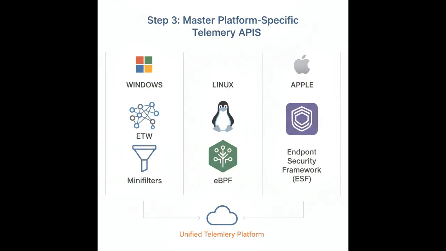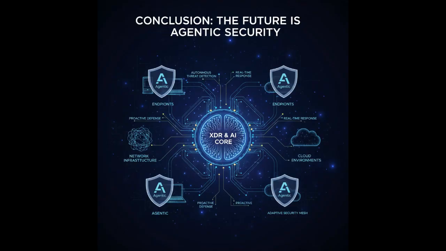And finally, on macOS, Apple has deprecated traditional kernel extensions. The modern approach is the Endpoint Security Framework, or ESF. This is a user space API that allows our agent to subscribe to security events, either to authorize actions before they happen or receive notifications after. Each platform presents a different set of rules and security boundaries that we must respect and engineer for.